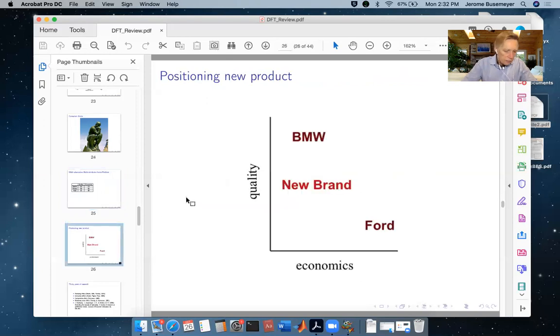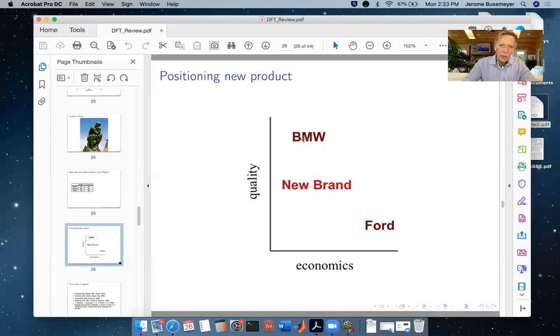Now, one of the interesting paradigms, not only an interesting experimental paradigm but also important for industry, is when you try to introduce a new product on the market. So we're going to look at how introducing a new product on the market might affect your choice probabilities for earlier products in the market. Here we have what we call an attribute space. We have economics on the horizontal axis, and quality on the vertical axis.